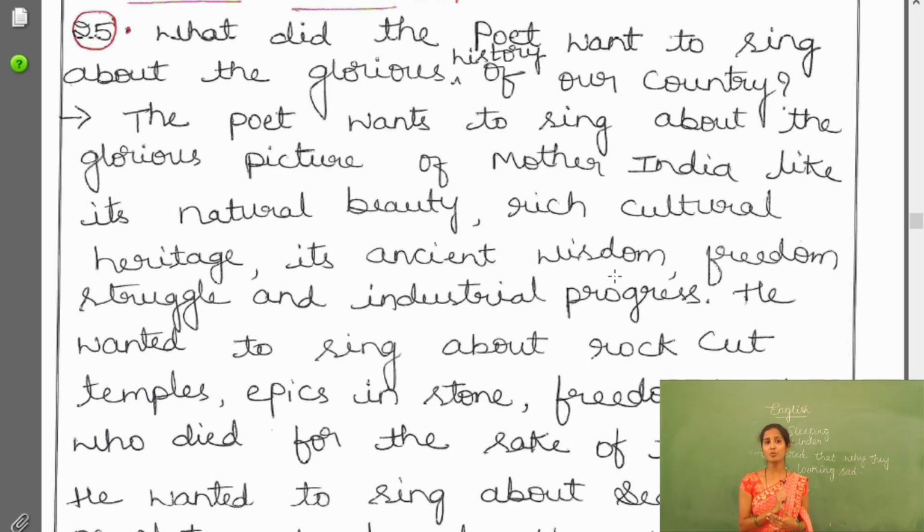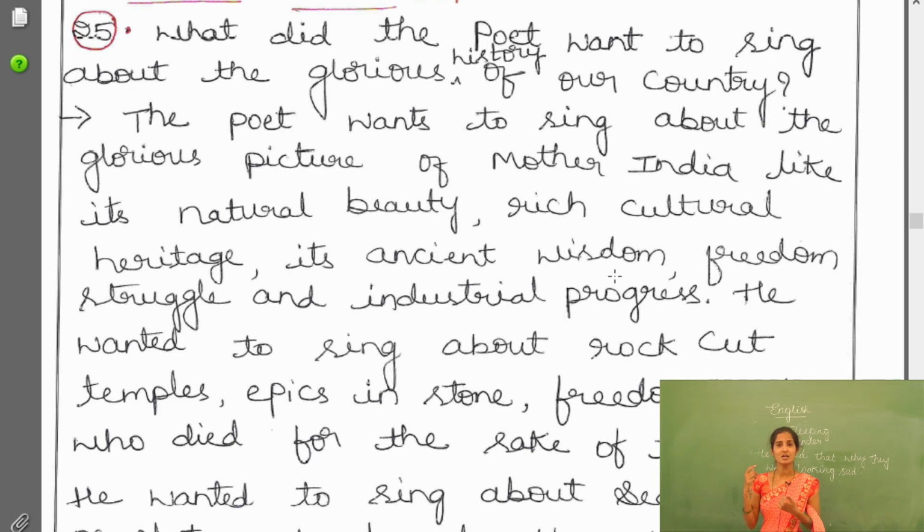What did the poet want to sing about the glorious history of our country? What he wants to sing. Only here you have to mention the glorious history, what he wanted to sing. You should not write the summary here. You only have to answer the given question. The question is, what did the poet want to sing? He wanted to sing about glorious history. What glorious history does he want to sing?